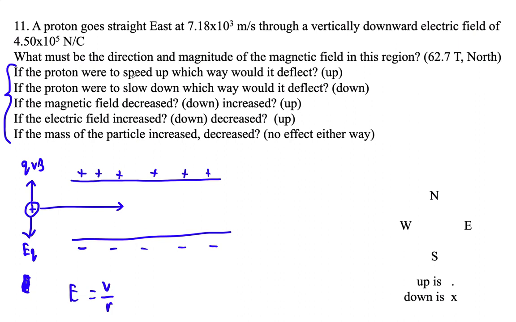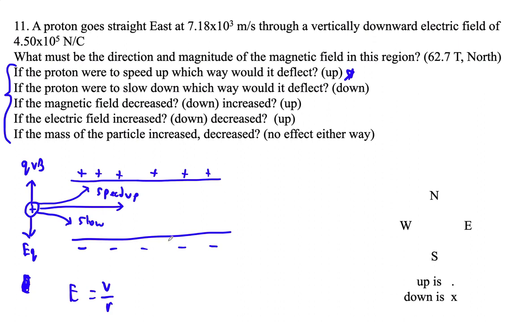If the proton were to speed up, which way would it deflect? Well, the electric force is unchanged by velocity. It only depends on the electric field and the charge, and neither one of those change. But the magnetic force depends on the velocity. So if you speed up, the magnetic force is going to be bigger, and it's going to deflect this way. It's going to be a little parabola. If it slows down, then they're not equal anymore. This gets less than this, so if you slow down, it's going to deflect down.